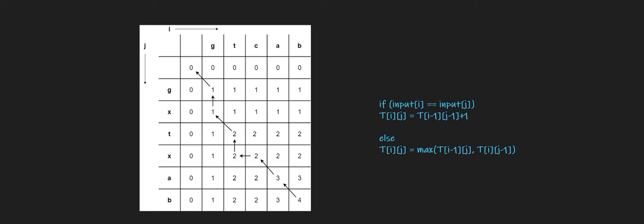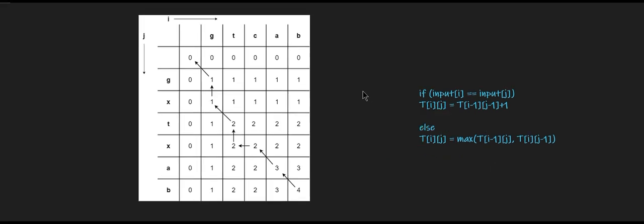So in this video, we are going to see the logic we use to solve the longest common subsequence problem using dynamic programming. Suppose we are given two strings, GTCAB and GXTXAB, and are asked to find the longest common subsequence between these two. We can use dynamic programming to make this problem much easier. To find the longest common subsequence using dynamic programming, we are going to use the matrix method.